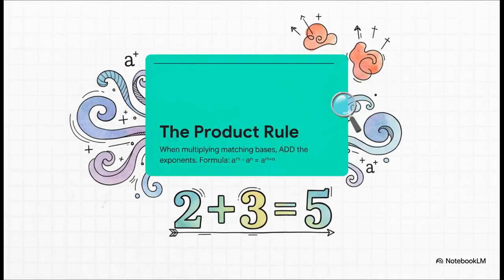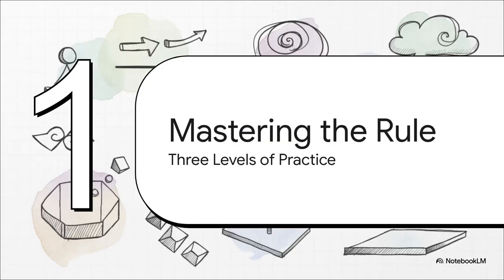And there it is. We just figured out the product rule all on our own. The amazing shortcut is that whenever you're multiplying terms with the exact same base, you just add their exponents. 2 plus 3 gave us 5. That's the whole secret. Okay, so we get the why behind the rule. Now it's time to actually put it into practice. We're going to work our way through 3 quick levels, kind of like a video game, to make sure the skill is totally locked in.